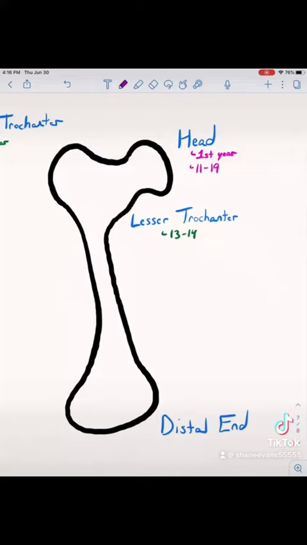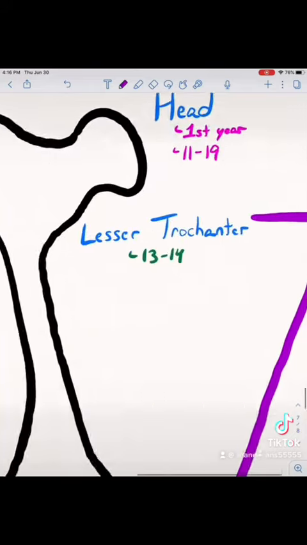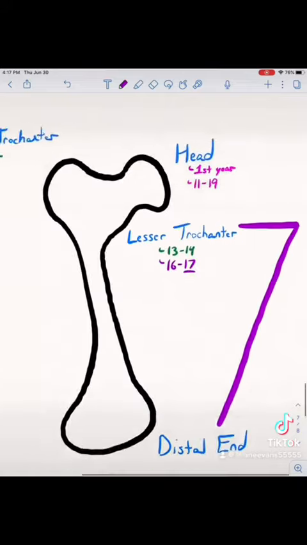But what we're going to do for the lesser trochanter and the distal end, we're going to draw a big 7. And it's just going to be focusing on these two main points. So for the secondary on the lesser trochanter, just know that it's 16 to 17. This 17 is going to help us represent that big 7.